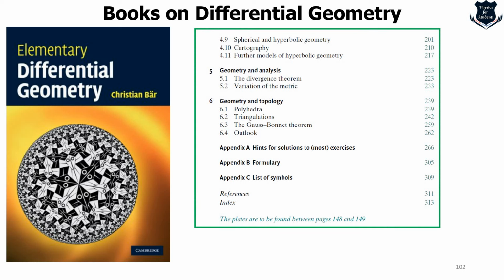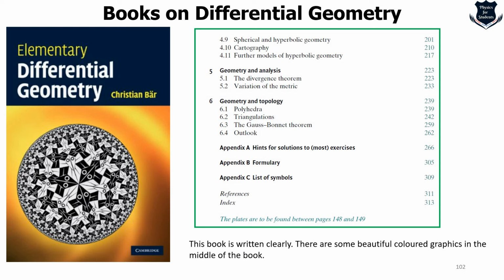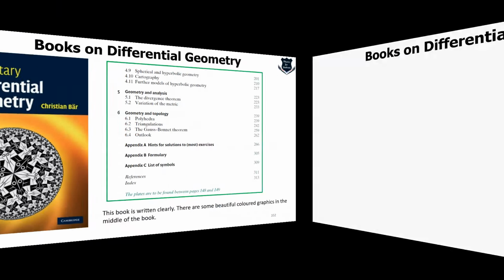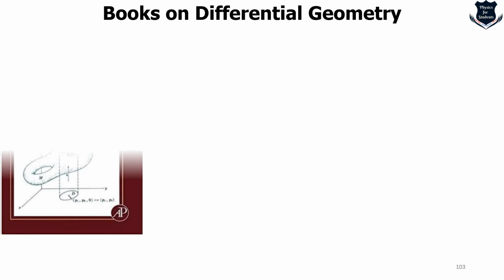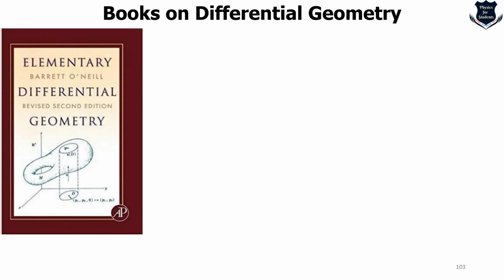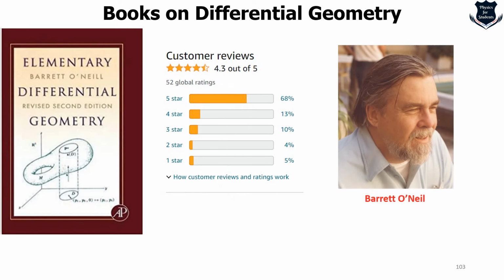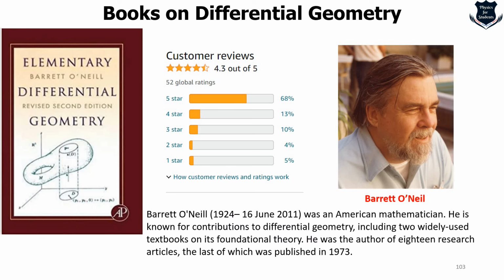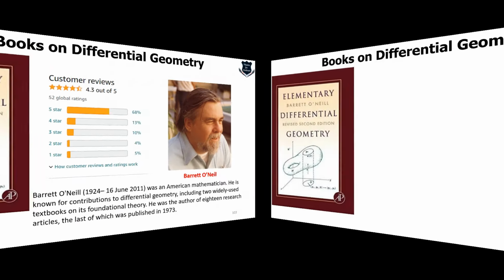It is a book of around 300-plus pages containing a very precise, clear understanding of differential geometry. It also has beautiful colored graphics. Then comes the famous Barrett O'Neill's Elementary Differential Geometry. This is Professor Barrett O'Neill. It is a little bit more mathematical in nature, because he himself is known for his contributions to differential geometry, author of 18 research articles and so on.